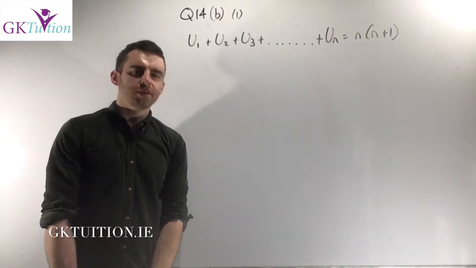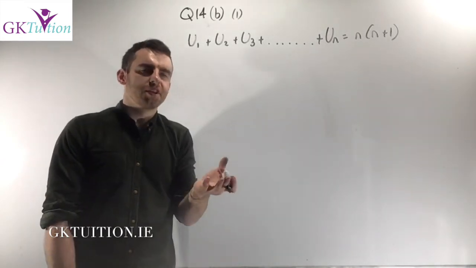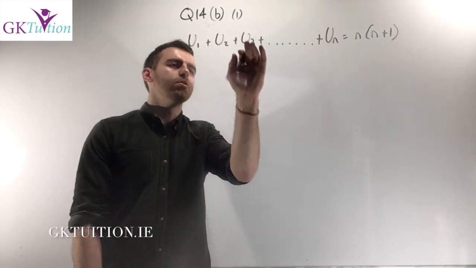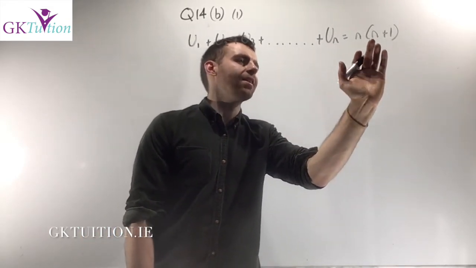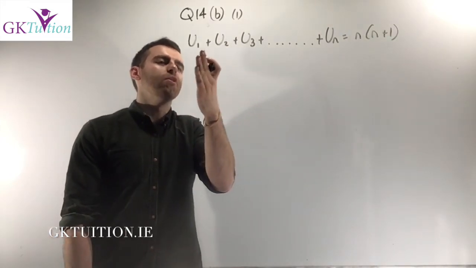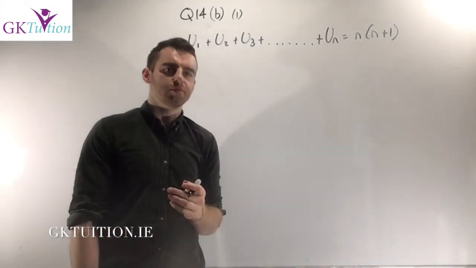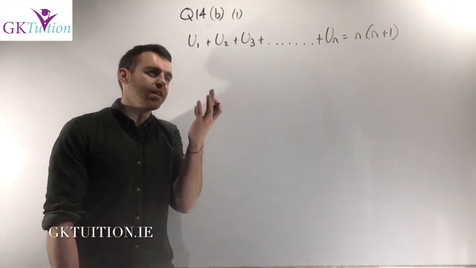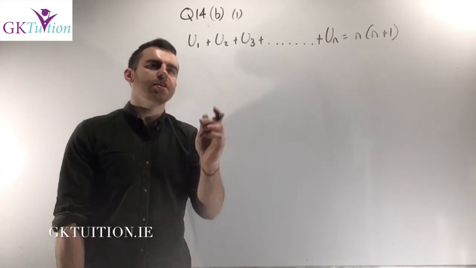Okay, in question 14 part B, we were given another series, and u1 plus u2 plus u3, the whole way up to un, is calculated as n times n plus 1. So I've been told that if you add up a certain number of terms in this series, they'll add up to n times n plus 1. We've come across things very similar to this in induction, although this isn't an induction question.